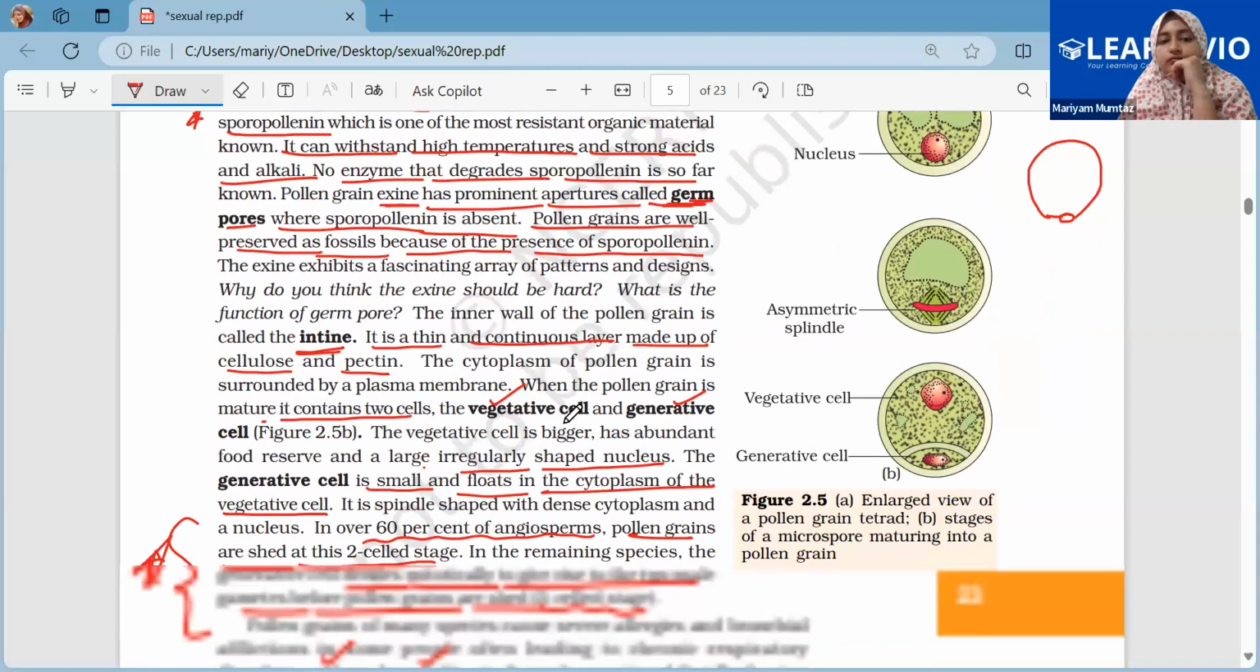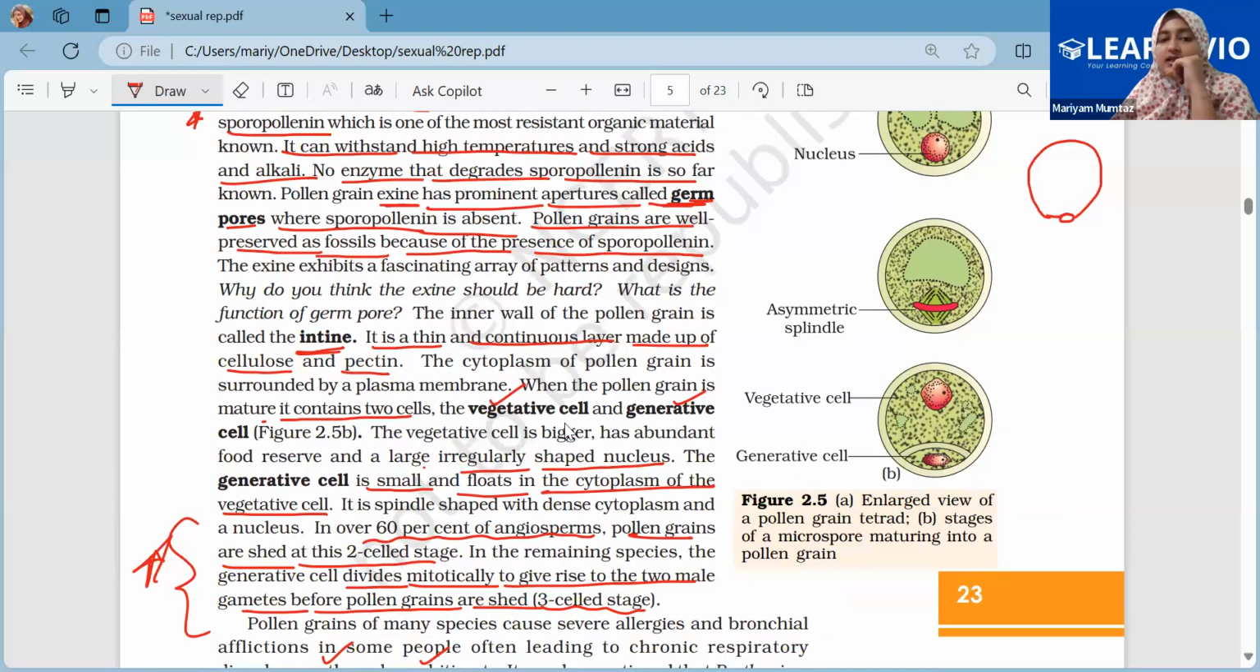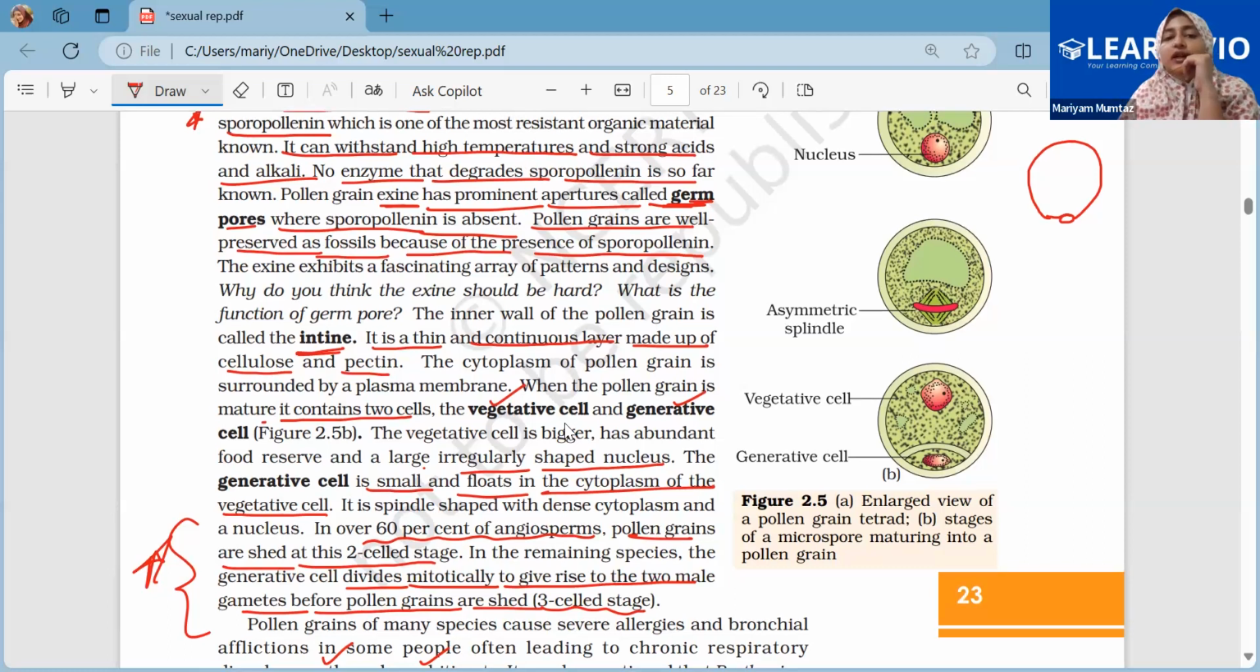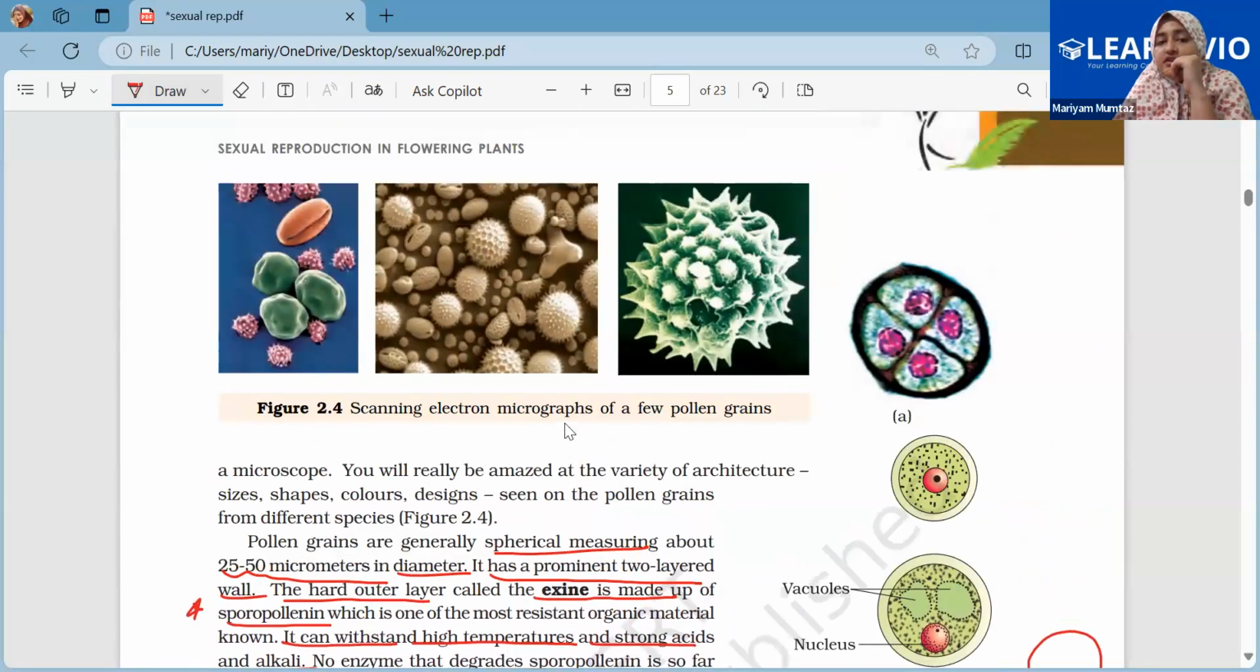Now, the exine exhibits a fascinating array of designs and patterns. So when you look at the sporopollenin of different species, you'll find it in a variety of ways. It can be looking like this. It looks very, you can say, creepy in the microscope, like this microscope image, but this is how it gives out the different patterns that there are.